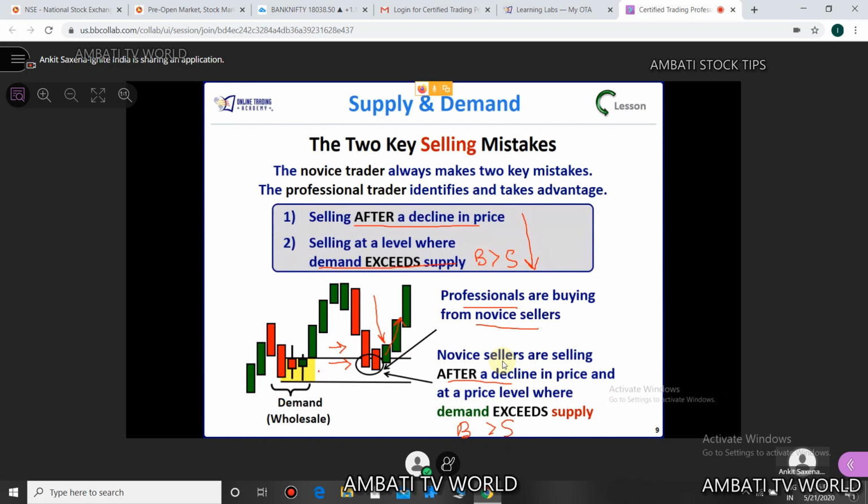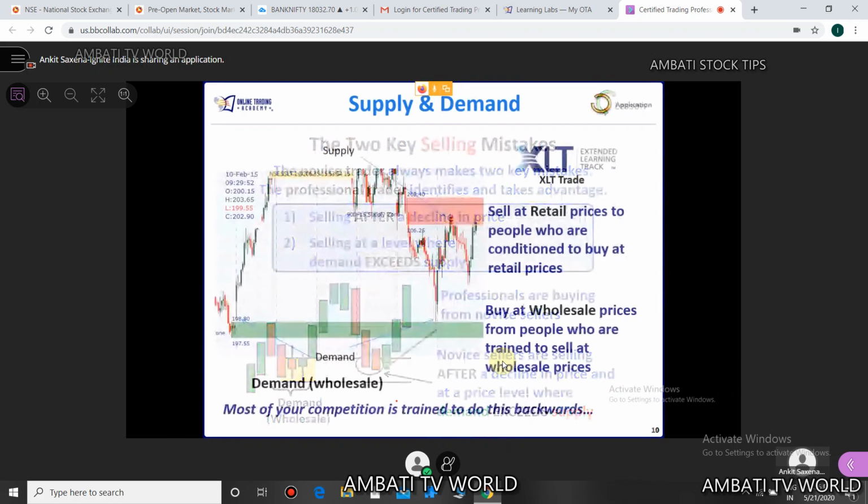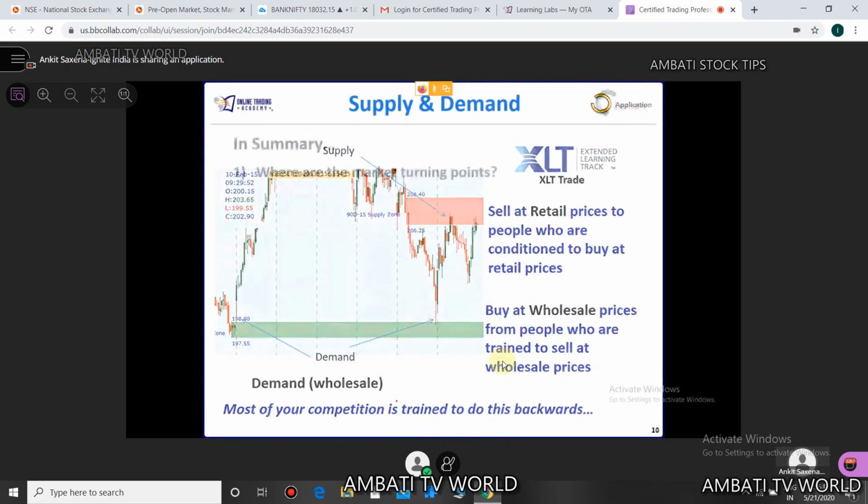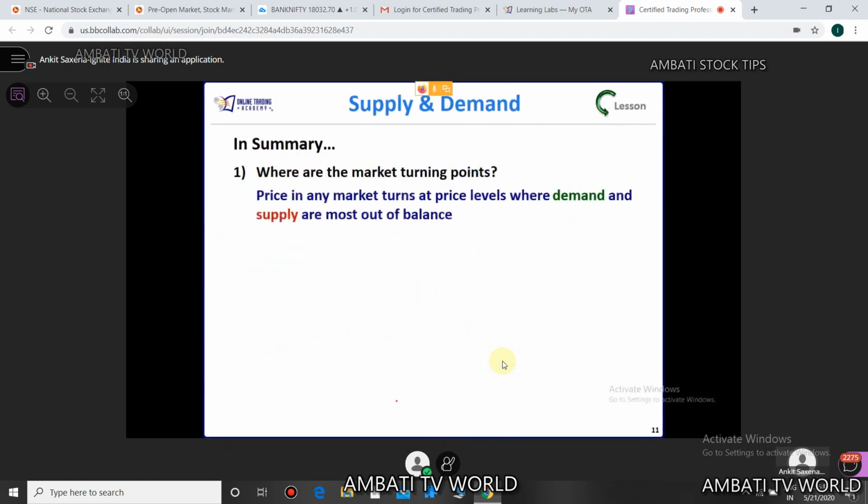Getting my point, everyone? Is the analogy clear to everyone? So where are the market turning points? Price in any market turns at a price level where demand and supply are most out of balance. Price turns from a level where there is an imbalance between the buyers and the sellers. You will see prices turning around.